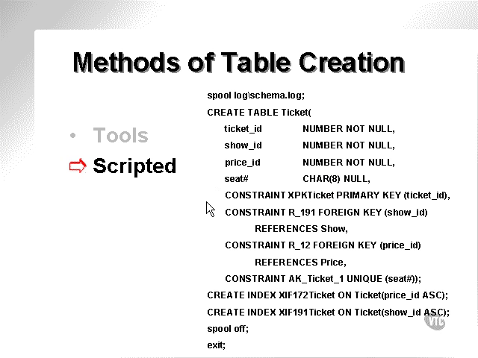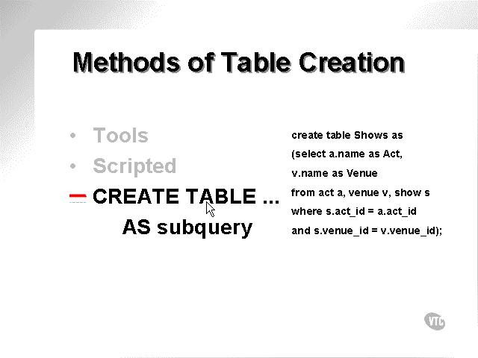There is a third method of table creation. There is syntax in the create table statement which allows you to create a table as a subquery. Now what this means is that you create a table as a select statement from other tables. This example here shows the creation of the shows table, where I say create table shows as select a.name as act, v.name as venue from the three tables, and I join it with a where clause. The result would be a table called shows with the joined data from the three tables.